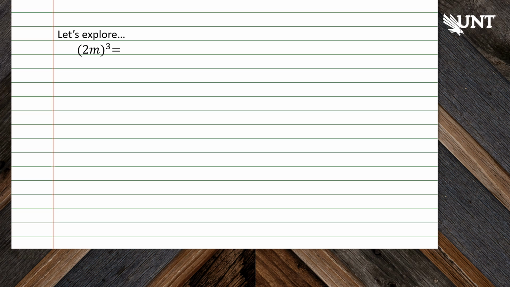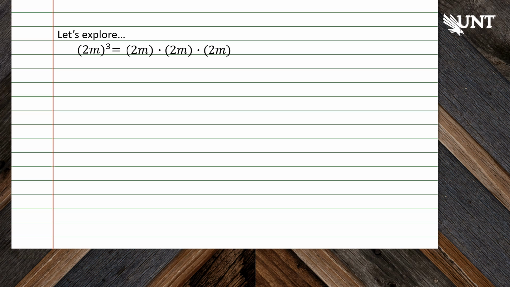Let's explore this expression: (2m) raised to the power of 3. Now again, go back to the definition of exponents. In this case, 3 is our exponent, and because the value is inside the parentheses, that will be our base. So we can rewrite this as 2m times 2m times 2m.